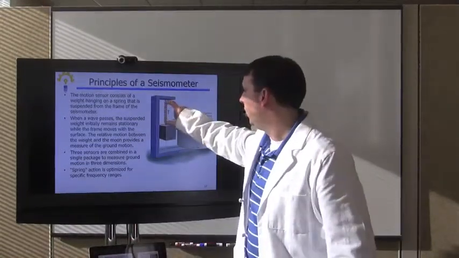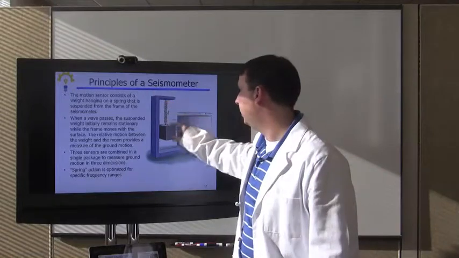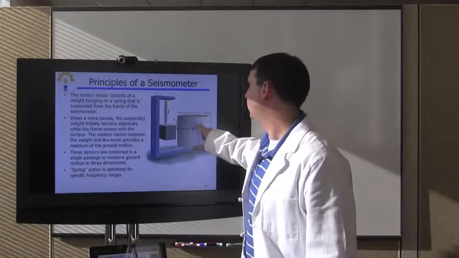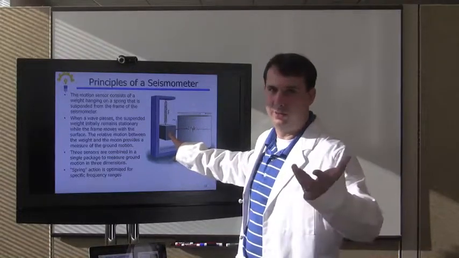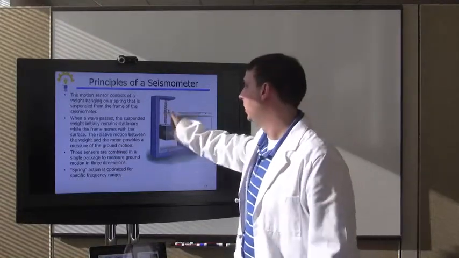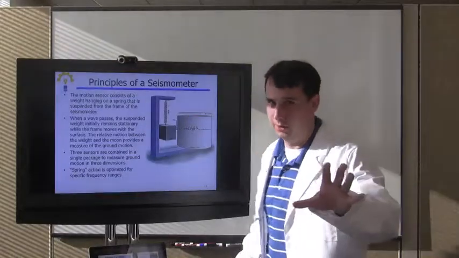And then it's held by a spring. There's a mass held by a spring, and so when the whole thing starts to shake, this shakes, and this thing kind of stays stationary. You've seen this before, right? You've seen it on TV and stuff. This is very old school, simplified. They're not made this way anymore.